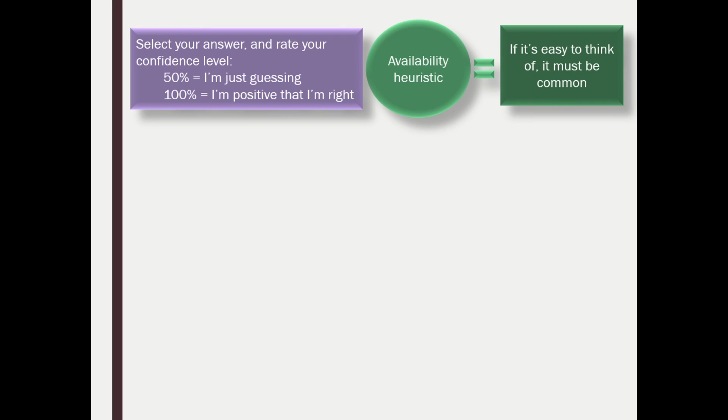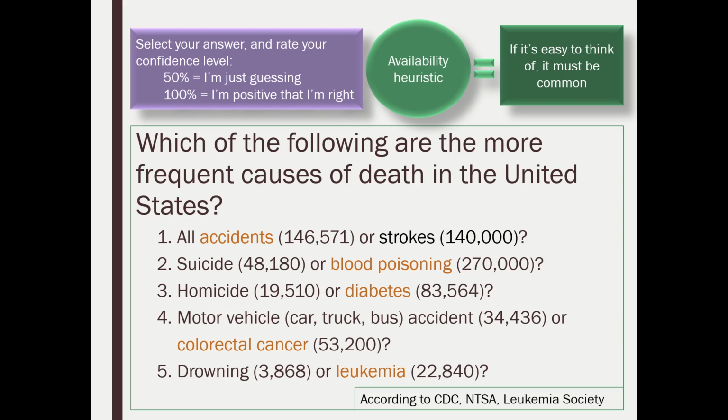Okay, what you're experiencing, by the way, as you're possibly not getting these right, is what we call the availability heuristic. If it's easy to think of, it must be common. And so we tend to overestimate the frequency of things that we hear about a lot. So we tend to overestimate suicide rates and homicide rates and car accidents and drownings. We tend to overestimate those things because when they do happen, we hear about them more often than things like strokes and blood poisoning and diabetes and colorectal cancer and leukemia. Those are sort of just like background things that typically don't get reported in the news too often, things like that, right? But suicides and homicides, people talk about those all the time.